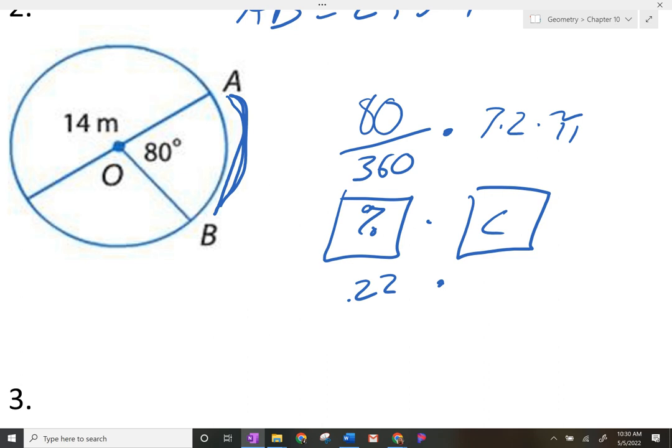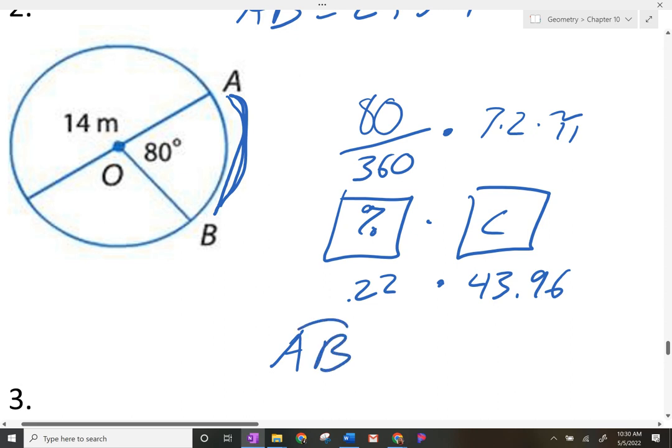Okay, so I've got 7 times 2 or 14 times 3.14. I get 43.96. And then it just turns into both of those getting multiplied together. So the distance for AB should have equaled 9.67.